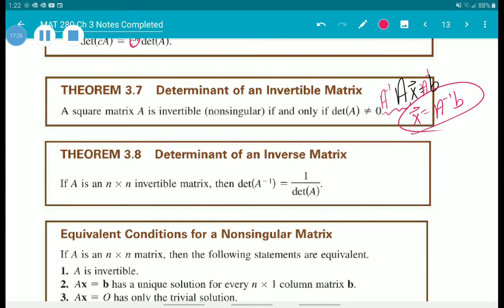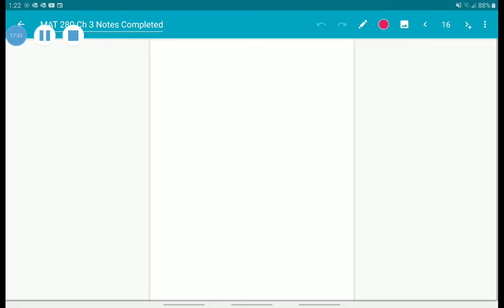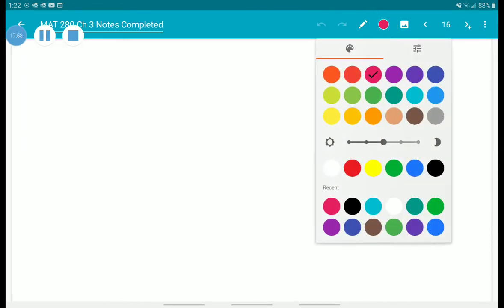So if we have a matrix that's invertible, we know the determinant's not 0, but is there a relationship between the determinant of A and the determinant of A inverse? And it turns out that there is a relationship, and that's what that next theorem talks about. If A is an invertible n by n matrix, then the determinant of A inverse is equal to 1 over the determinant of A. So let's look at an example of that.